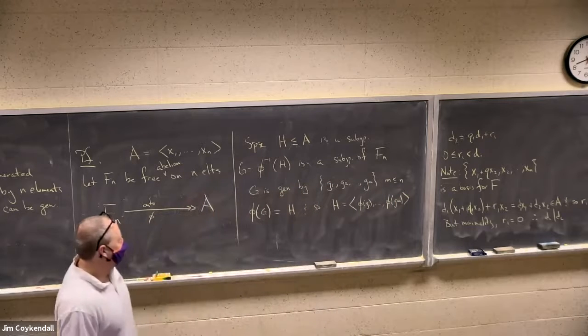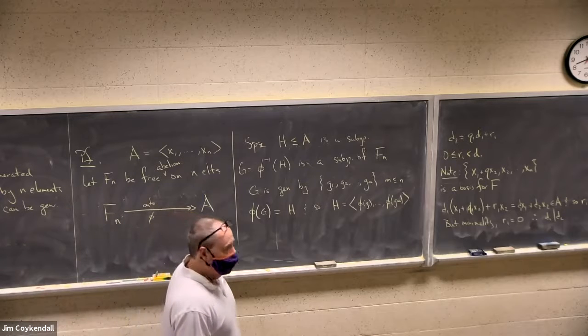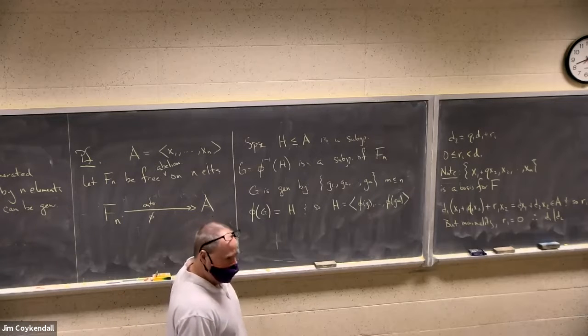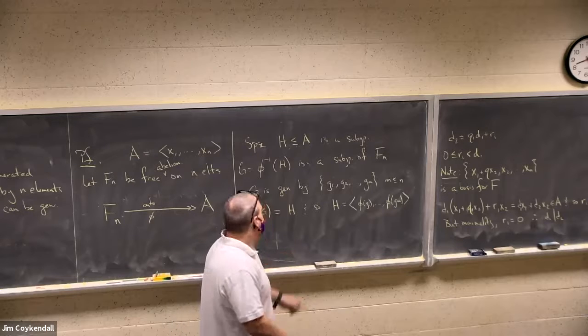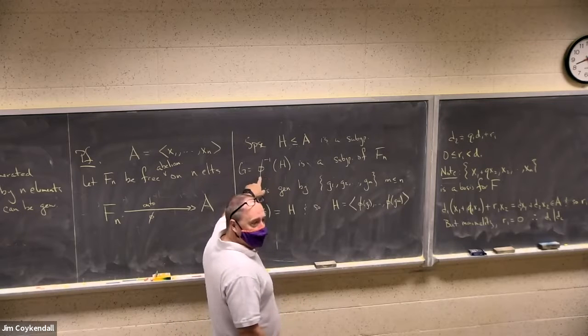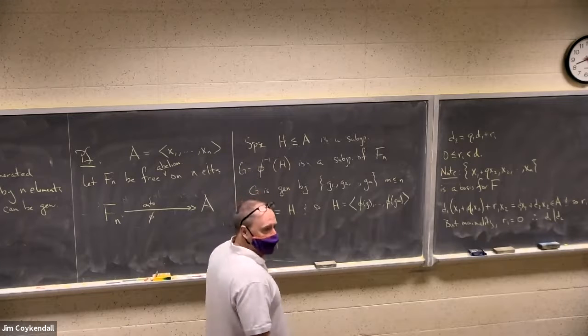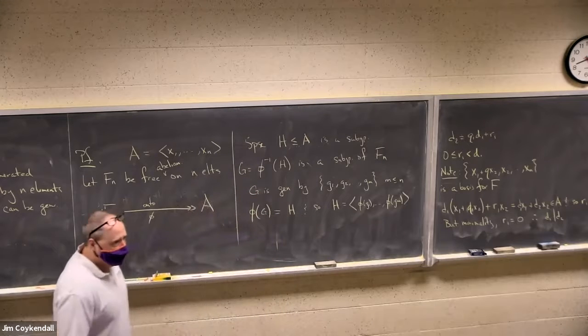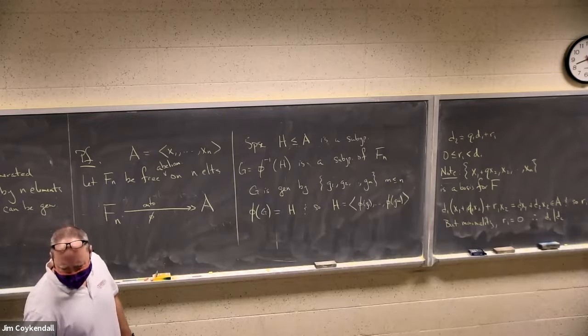So there's a couple of details to check. How do you know that you don't get too much stuff? Too much stuff where, in H? Yeah, because of the fact that this is the image. So by definition, everything in G has to map into H. Is that clear? That's good. Okay.